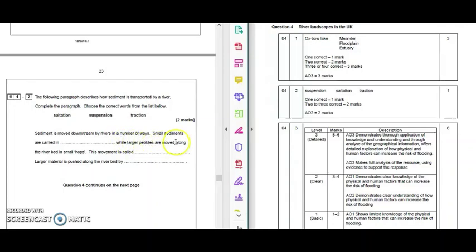While larger pebbles are moved along the riverbed in small hops. This movement is called saltation. So this is bigger pebbles, instead of floating in the water, because they're heavier, they're sort of jumping along the bottom of the river. So that is saltation. And then larger materials, the big boulders, they're sort of pushed along, always in contact with the riverbed, and this is by traction.